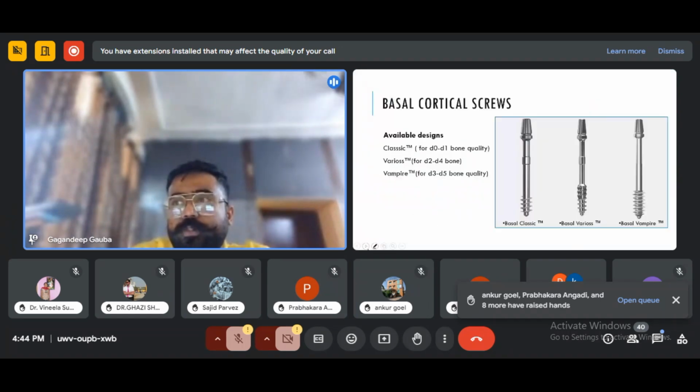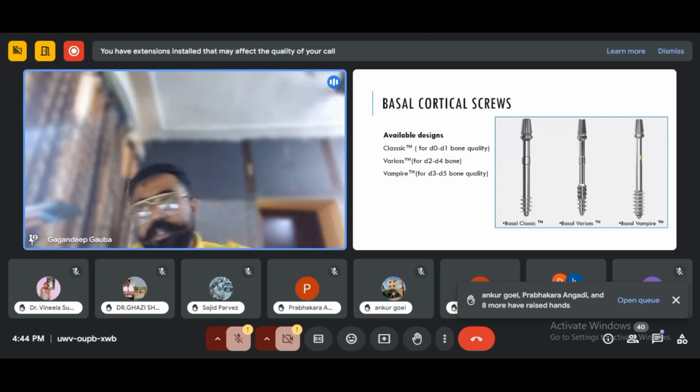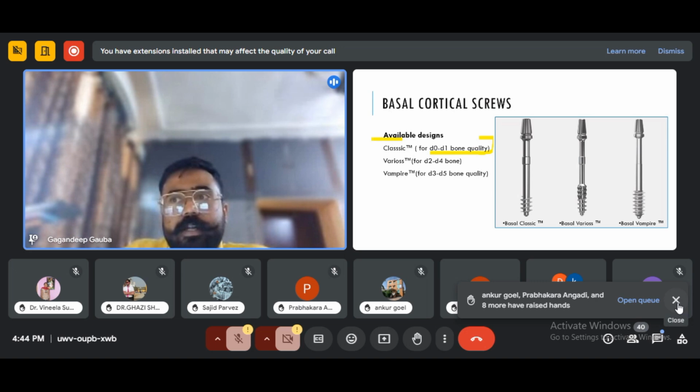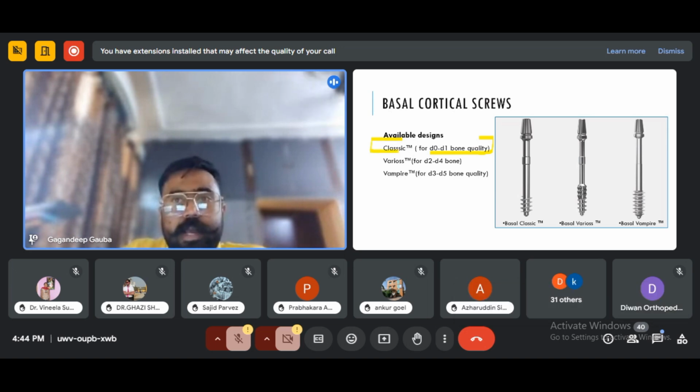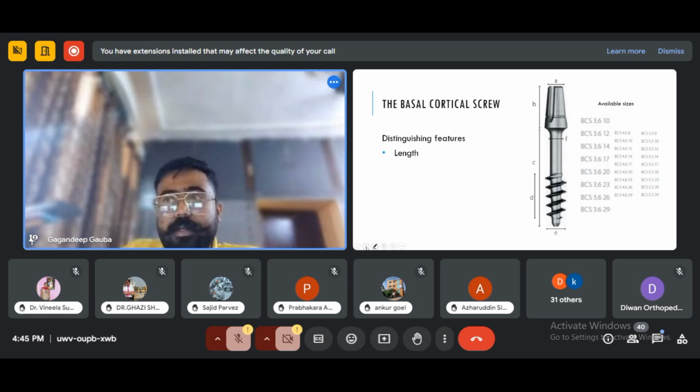So basal cortical screws. Basically the design ideology is the same, the function is the same. The main thing is what kind of bone we are anchoring. If we are anchoring very hard quality bone, like in the base of the mandible, anterior mandible region, or if we want a low profile implant, like in case of mid palatal anchorage, we will go with basal classic. The remainder of the time we will go with the basal various, and when anchoring paper thin bone like in the sinus area, we will go with the basal vampire design, right?